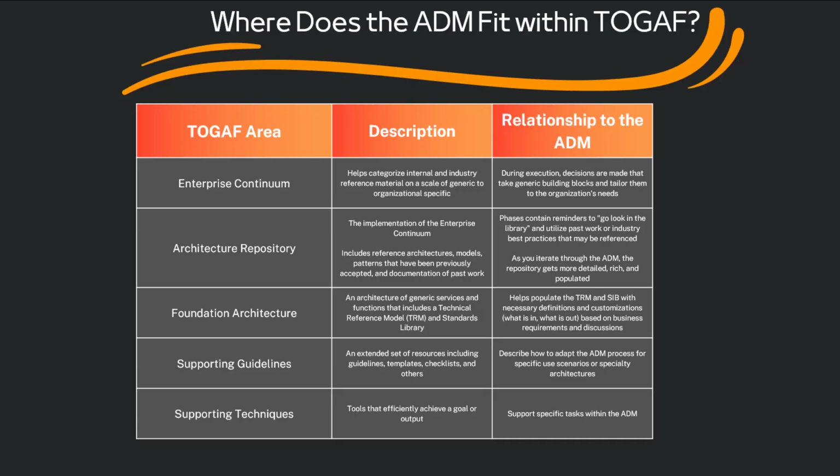Supporting guidelines is an extended set of resources, including guidelines, techniques, templates, and checklists. In terms of its relationship to the ADM, it describes how to adapt the ADM process for very specific use in terms of specialty scenarios or specialty architectures.